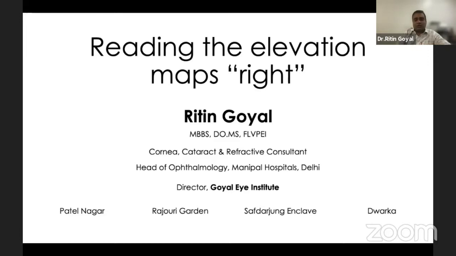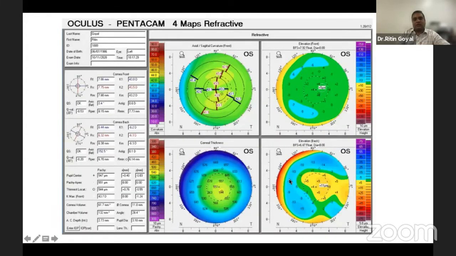So a patient comes to you for laser refractive surgery like LASIK or PRK. This is the typical refractive four-map that we see. I'm just going to tell you briefly what you see here. The top left map is the axial curvature map. This is actually a topographic map of the cornea, very helpful for cornea surgeons like me.